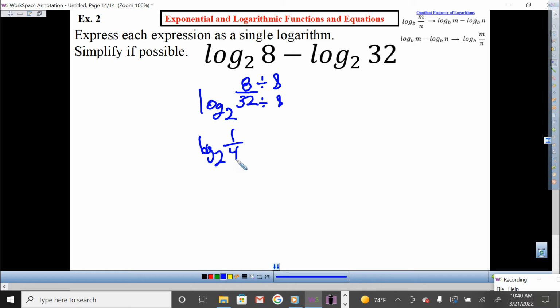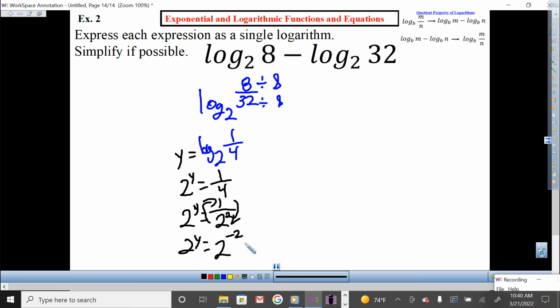Do we know what to do from there? Yeah, continue, Nicholas. Log base 2 of 1/4 equals y, yes. Continue. 2 to the y equals 1/4. Do we need to have the same base? Yes. 2 to the y equals 1 over 2 to the what? To the second power. Then we do the reciprocal. So 2 to the y equals 2 to the negative 2. Therefore, y equals negative 2.